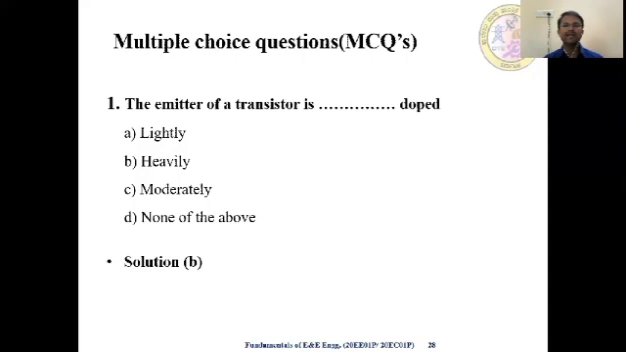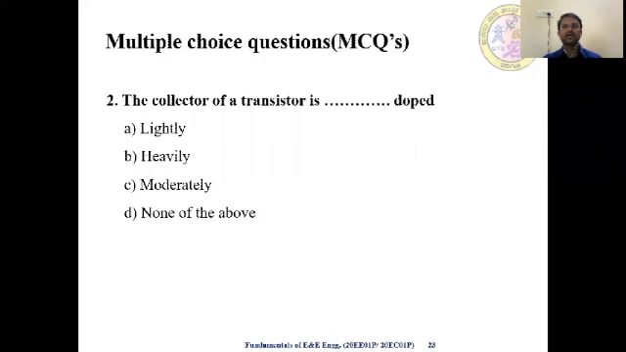Doping means adding impurities to a pure semiconductor. When we add some impurities to a pure semiconductor, it is to enhance the conductivity. That is the reason why we perform doping. So here also we are performing doping. For the emitter part, it is heavily doped, and for the base it is different, and for the collector it is different.